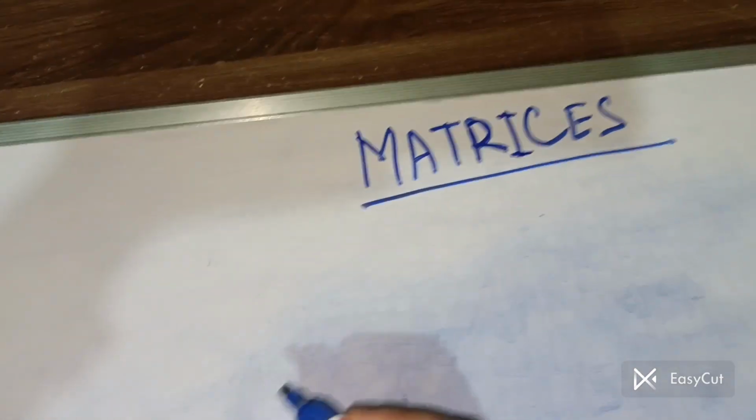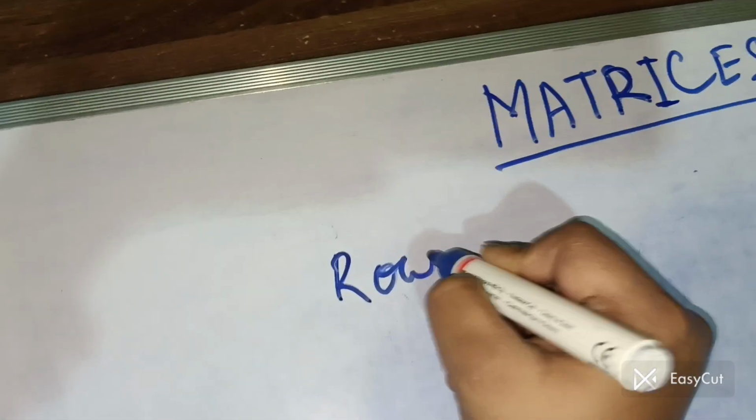Next we move on to the types of matrices. How many types of matrices are there? Let's see. First is row matrix.